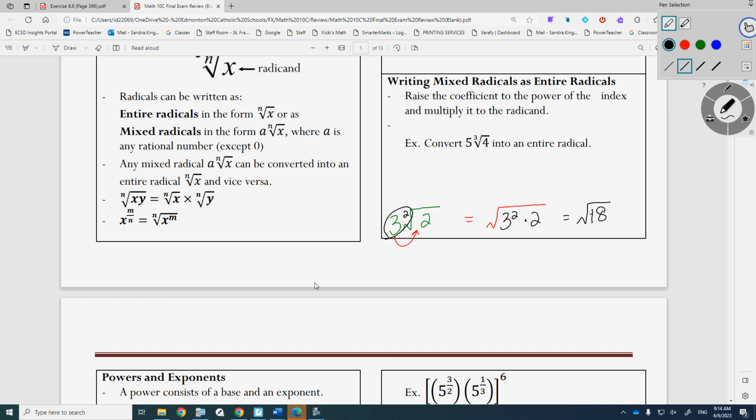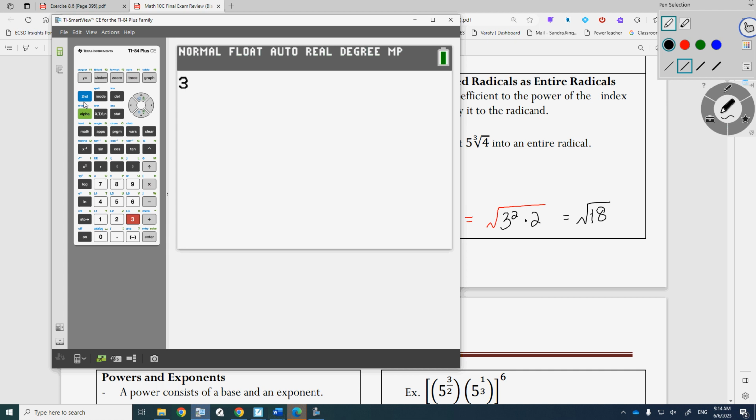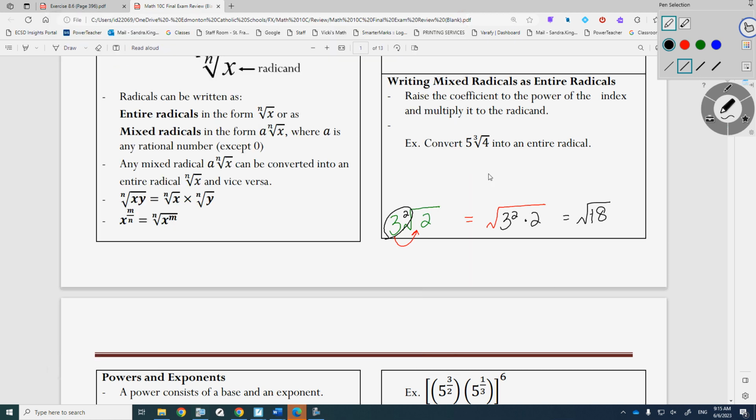And they would be equivalent, right? 3 root 2 and root 18 would be equivalent. So 3 root 2 and square root of 18. I'll give you another one, and then we'll do this guy.